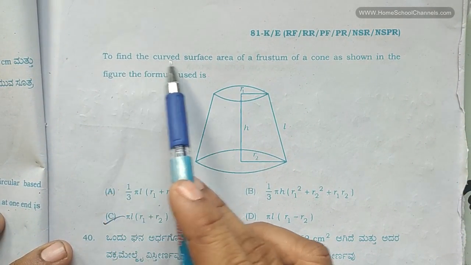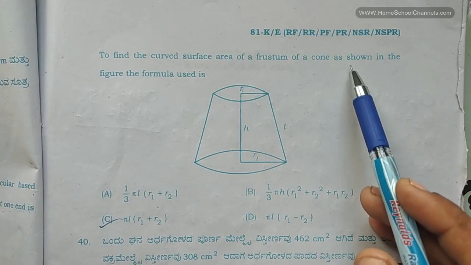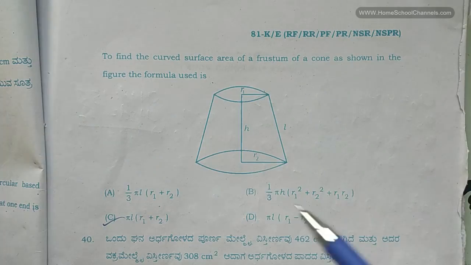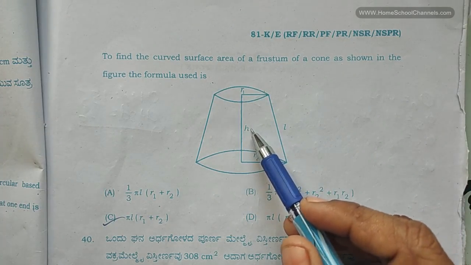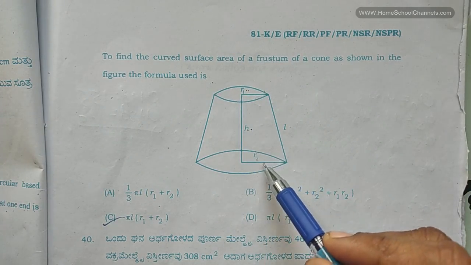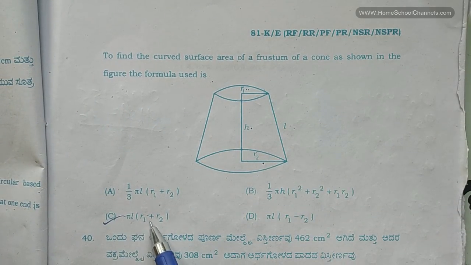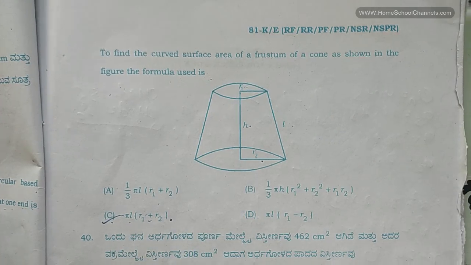39th one, to find the CSA of a frustum of a cone as shown in the figure, the formula used is, frustum of a cone, height h, radius r1 and r2, slant height L. We know CSA of a frustum of a cone is pi L into r1 plus r2. That is, your option C is the right answer.